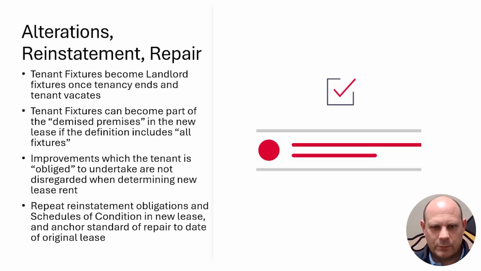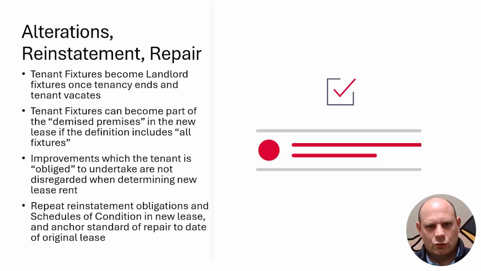Now, chattels are different, but I'll cover them for the sake of completeness. They are movable items not affixed to the property, like loose machinery, and they remain the tenant's property unless they're abandoned. And on the renewal, the landlord can't claim them, and they're not part of the demised premises.